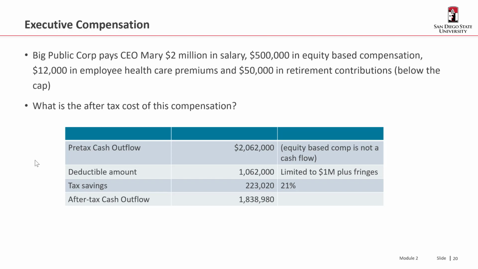And so, what is the after-tax cost of the compensation? Of course, they pay her $2 million plus $500,000 plus the 12 plus the 50, so that's $2,062,000. The deductible amount of that, though, is limited to the $1 million plus the fringe benefits, so that's $1,062,000. 21% tax savings is $223,020. That means the after-tax cash flow is just higher than $1.8 million.